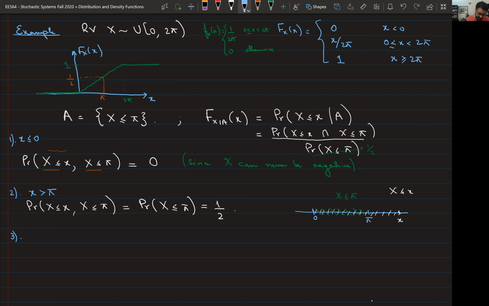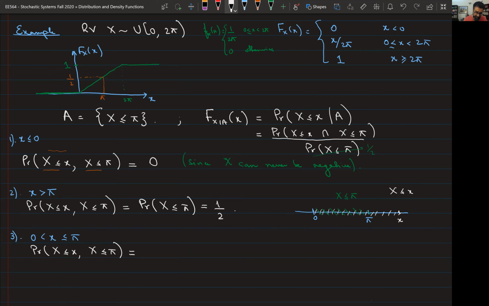Third case is when, what is left? So I've talked about the case when x is less than 0. I've talked about when it's greater than pi. What we're left with is when small x is less than pi, right, this case here, right? And I'm interested in finding the probability of the intersection of these two events. So what would this be equal to?